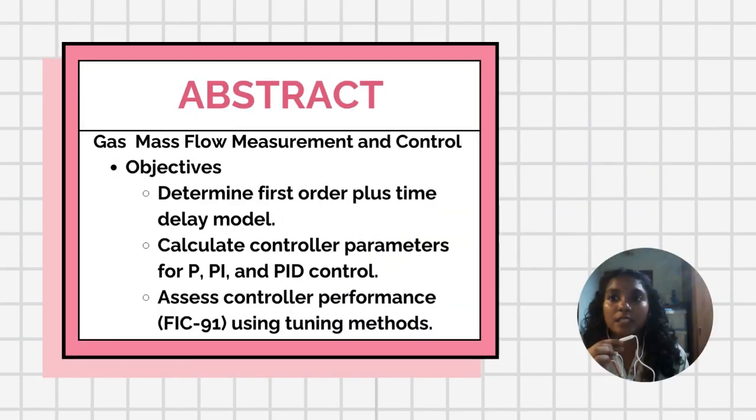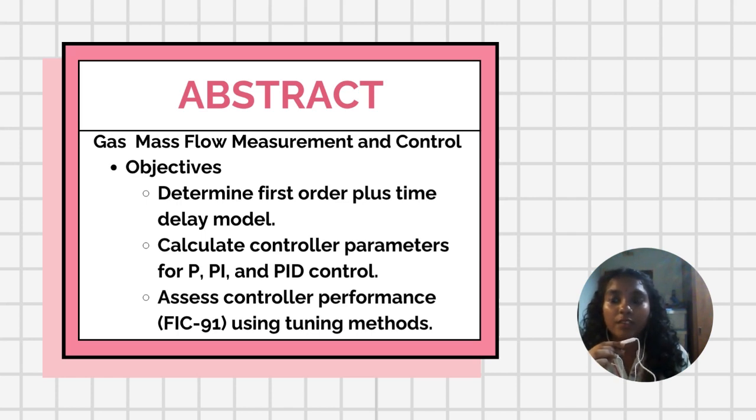Gas mass flow process measurement is crucial for industrial processes like safety, quality control, and efficiency. Errors in measurement can lead to accidents, shutdowns, and increased costs. Therefore, to ensure accuracy, control systems like P, PI, and PID controllers are used to regulate flow effectively.